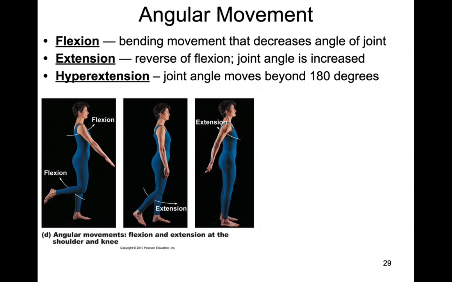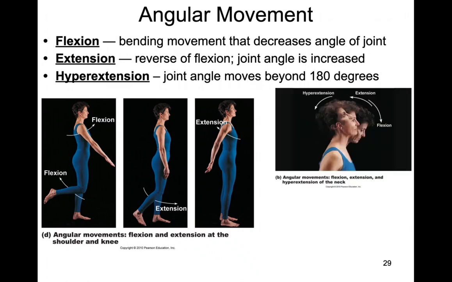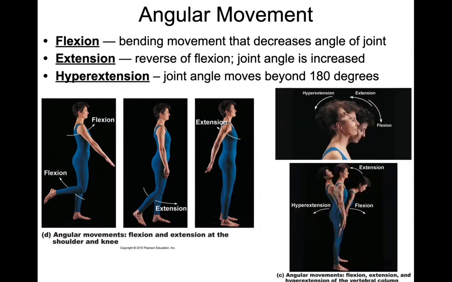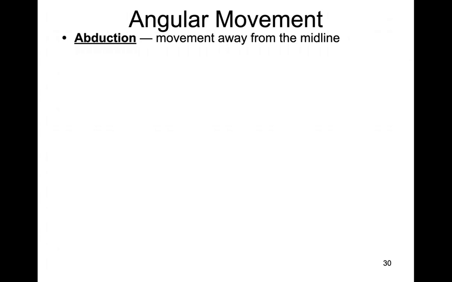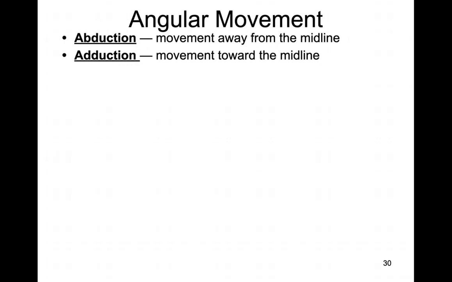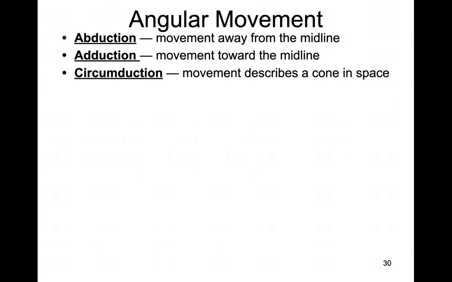Flexion, extension, flexion and extension at the head, at the torso. So more angular movement. Abduction is going to move away from the midline. Adduction is going to move towards the midline. Circumduction is movement in a cone space.